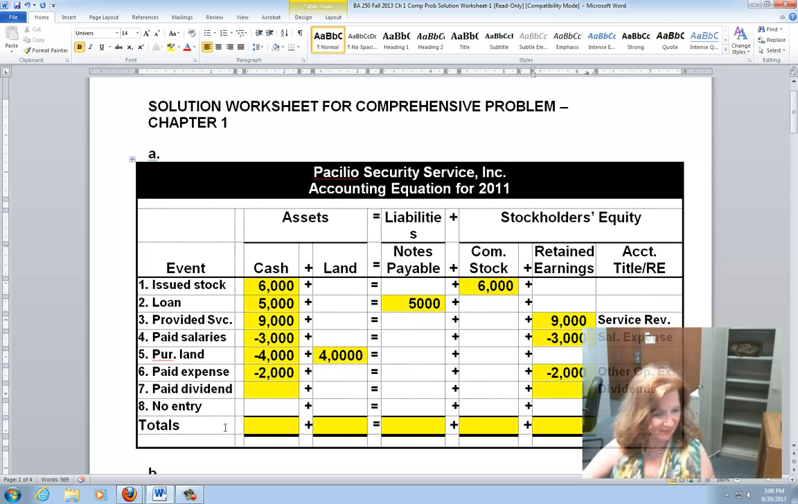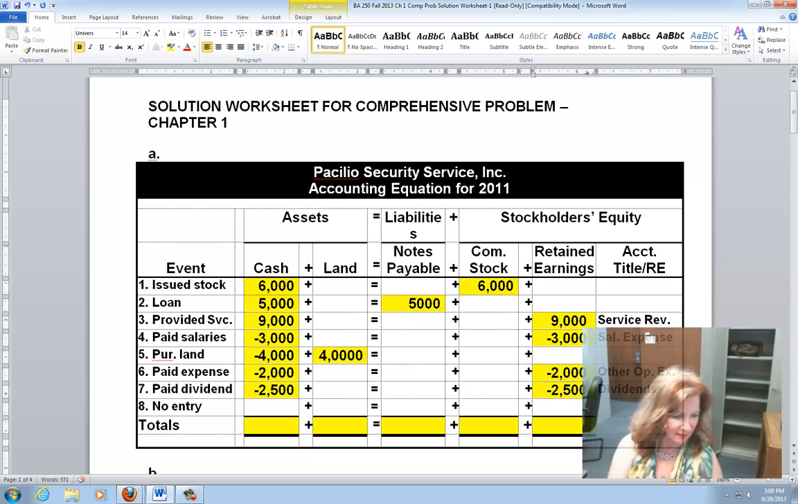Number 7 says paid a cash dividend to the shareholders. So paid a dividend is going to be a minus, and since it's a cash dividend, cash goes down by $2,500. And then dividends are going to go down by minus $2,500. Now in this problem, everything is in retained earnings. We don't have an income statement with a separate column for revenues and expenses and changes in equity through dividends. So we just leave it all in the retained earnings.